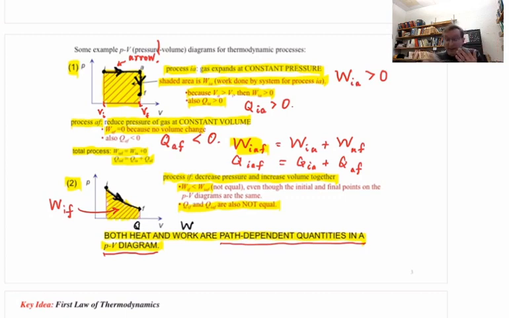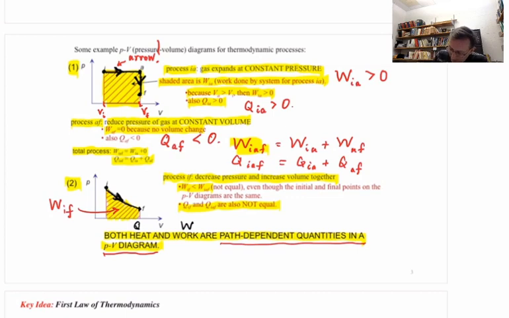Which means you got to know the details of the PV diagram for the experiment before you can start figuring out Q and W. But it turns out from experiments that there is an energy quantity that doesn't depend on the path you take between one point and another in a PV diagram. All it depends on is the starting point and the ending point. It doesn't care how you get from the starting point to the ending point. That would be a path-independent quantity in a PV diagram.